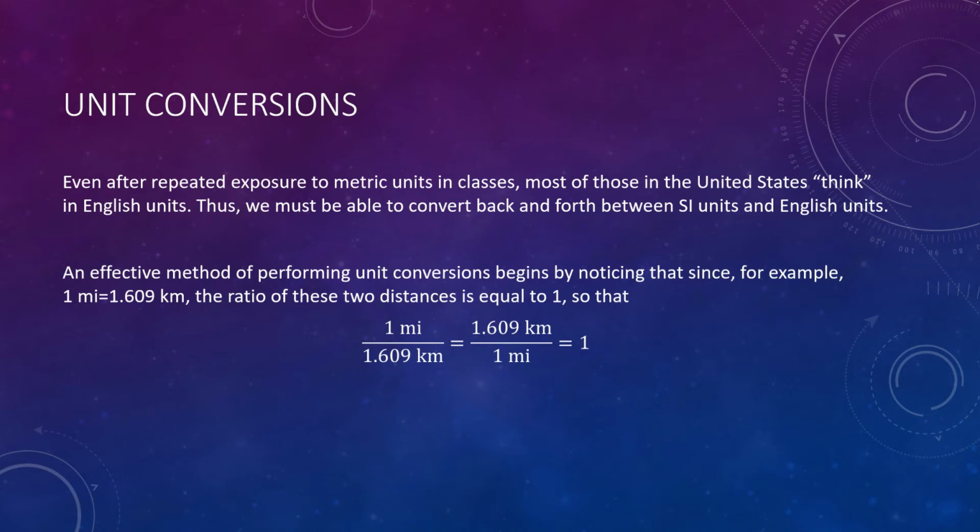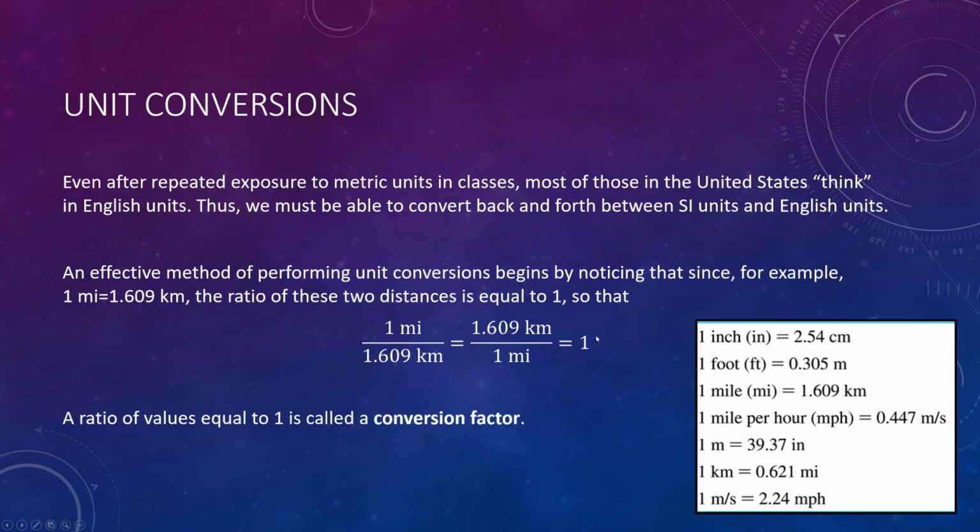If you took the ratio of those two numbers with their units included, it's always equal to 1. Because these two things are identical, 1 mile is 1.609 kilometers. So if you divide one by the other, you're dividing it by itself just to give you 1. And it doesn't matter which order you do it. So anytime you take the ratio of two values and it equals 1, we call that a conversion factor. These are useful because if you multiply something by these conversion factors, you're just multiplying by 1. So you're not inherently changing the problem that you're working on.